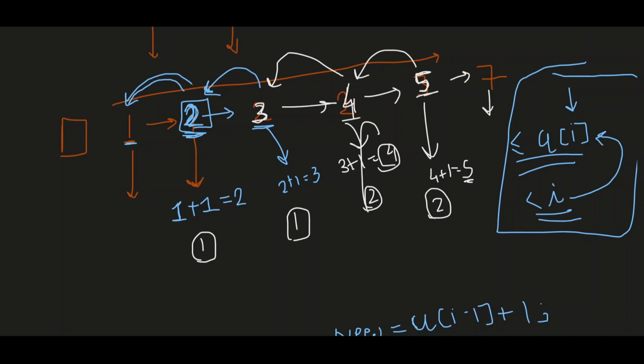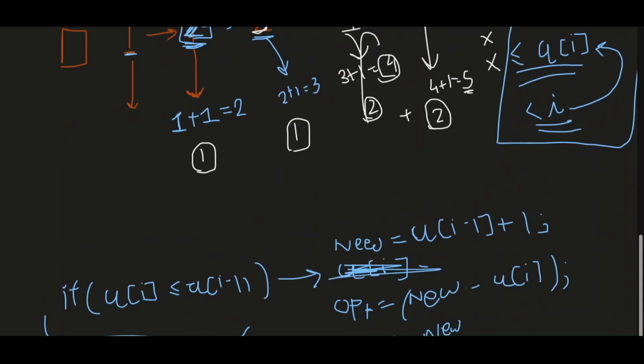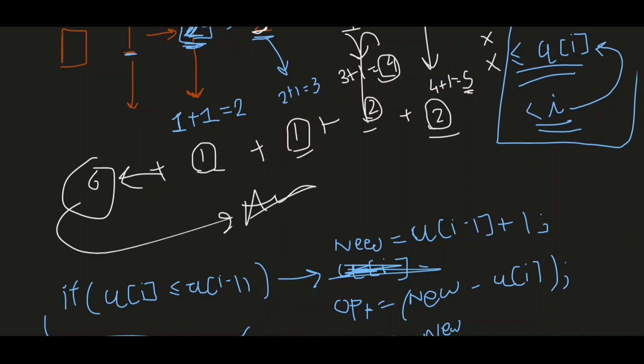Now I am standing at 7. I am checking if my previous element is greater than or equal to my current element. No, it is not. Then I will not update the current element, and I will not add to my operations. So what is the answer? I sum up all the operations and return it: 2 plus 2 is 4, then 5 and 6, so the number of operations is 6, and this is your answer.